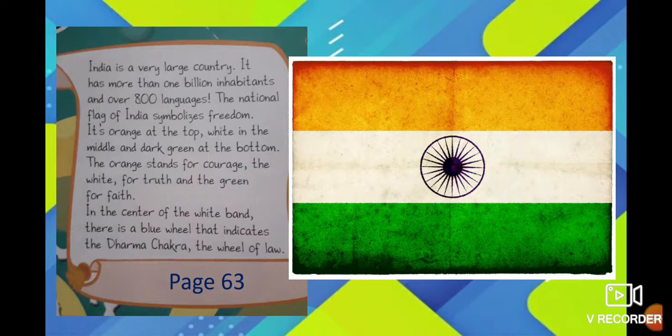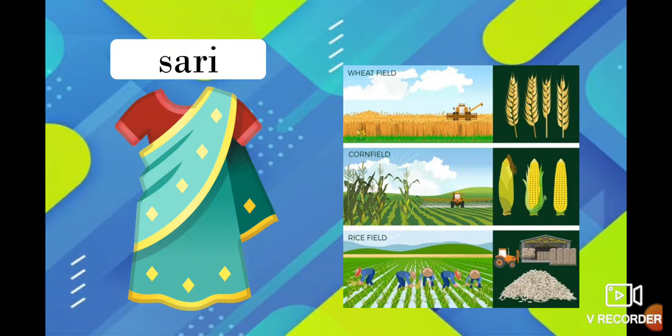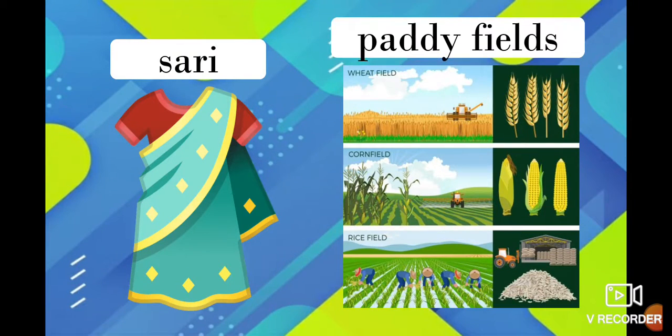Okay. The meaning of the flag is freedom. Yes. Okay. So let's see. Now we have different vocabulary that we learn or that we understand. The first one is the clothing, the traditional clothing of women. In this case, it is the sari. Then we have, okay, the places where the majority of the Indian people work. In this case, they are the fields.